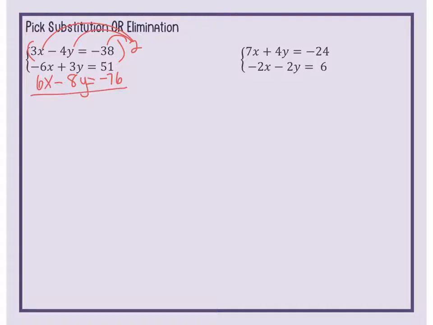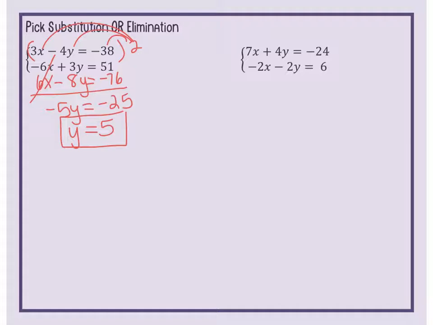So it's one extra step, but now I can add these two equations together. Negative 6x plus 6x have eliminated each other. Then I have 3y minus 8y. I get negative 5y. And 51 minus 76 is negative 25. Divide by negative 5 on both sides. I get y equals positive 5.